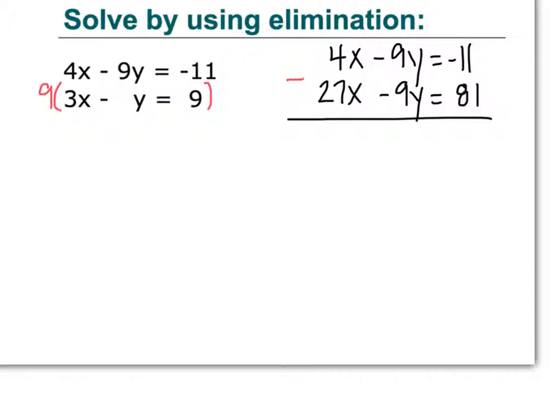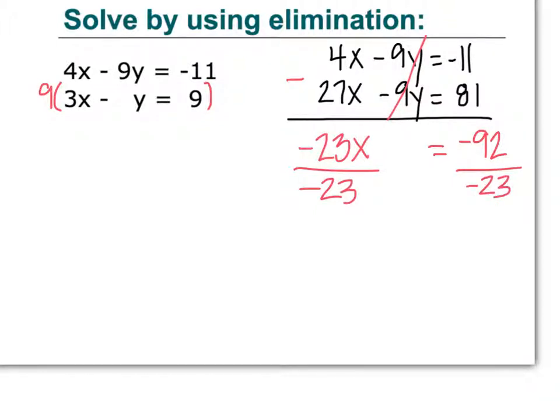4x minus 27x is negative 23x. 9y minus 9y cancels. Negative 11 minus 81 will give me negative 92. Now I have to solve the one step by dividing both by negative 23. And I now know x is equal to positive 4.